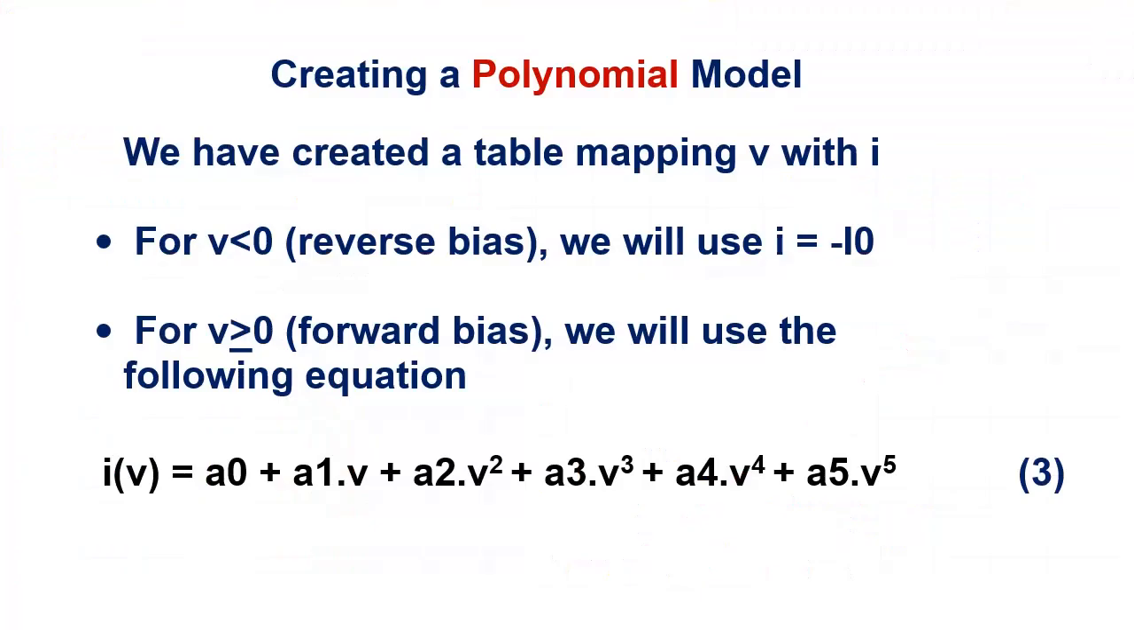We just created a table mapping voltage with current. For voltage less than 0, that is reverse bias, we will use current to be negative of the reverse saturation current.